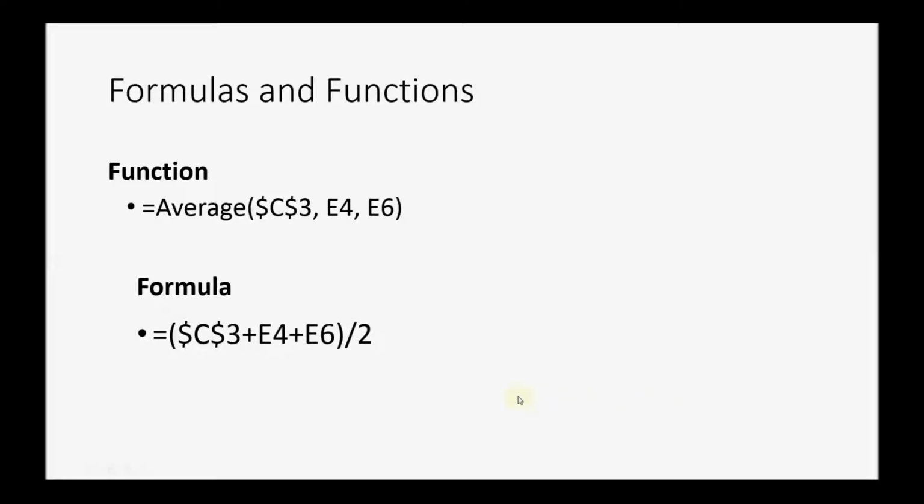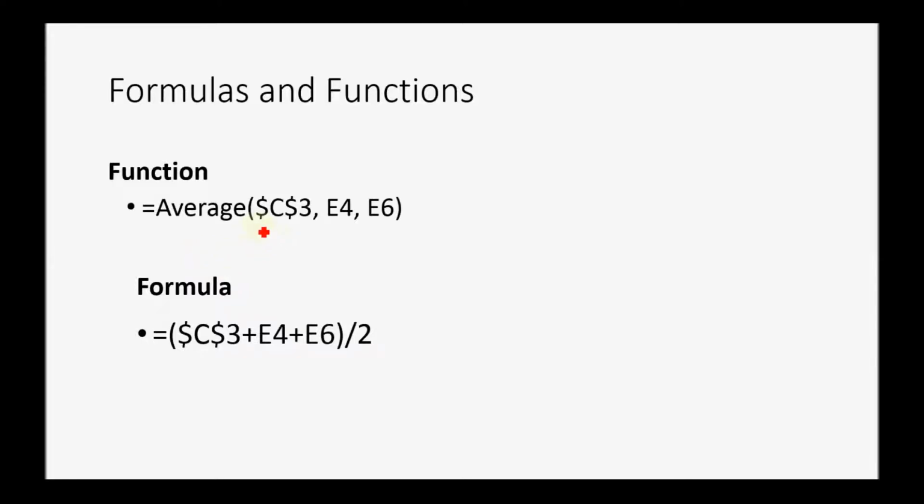On the screen, you see an example of a function and a formula. Both have examples of a relative and absolute cell reference. Let's look at the function. In the function example, we see an average function: equals AVERAGE(C3, E4, E6). Find the average of the contents in cells C3, E4, and E6.